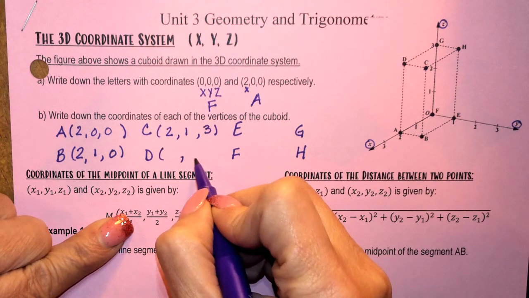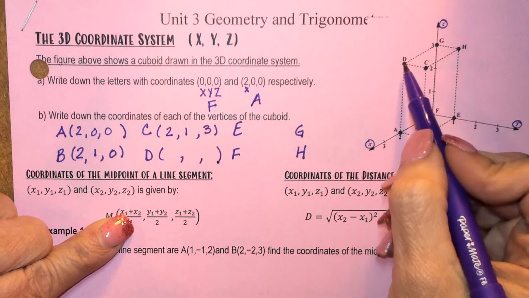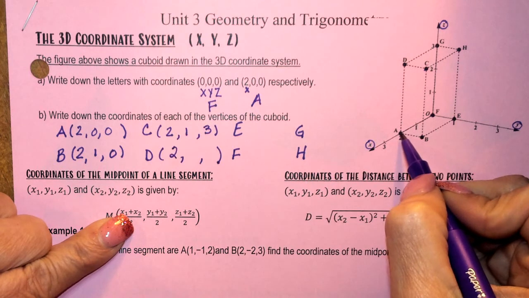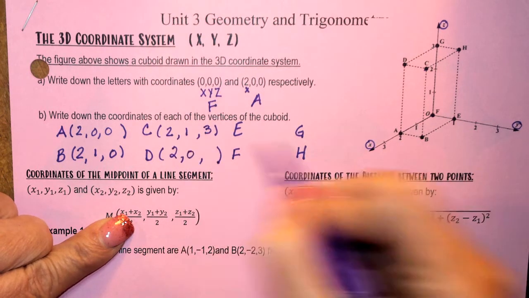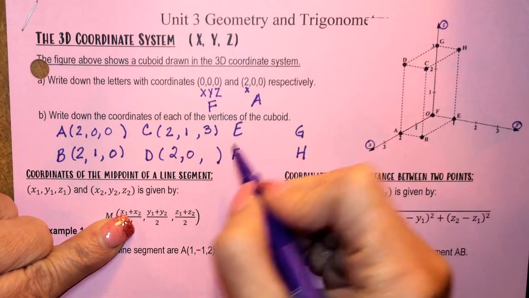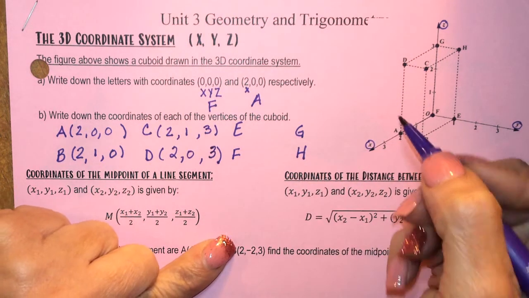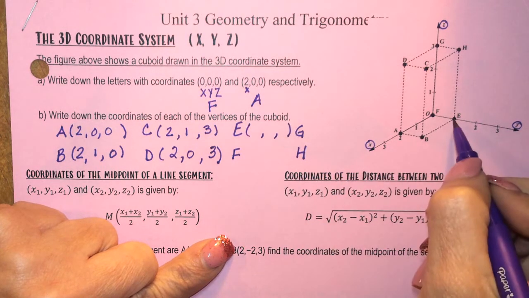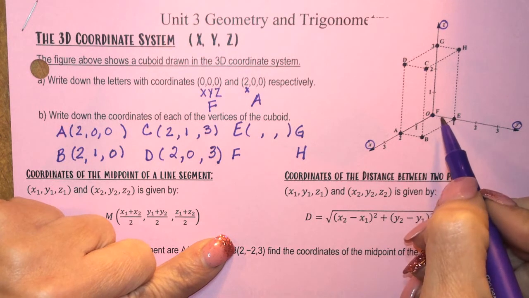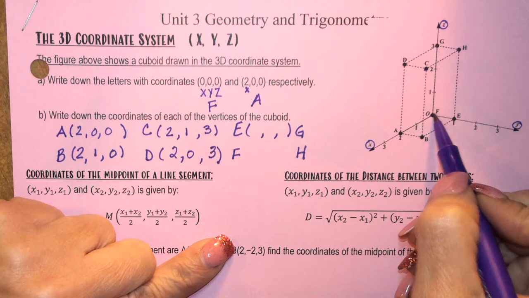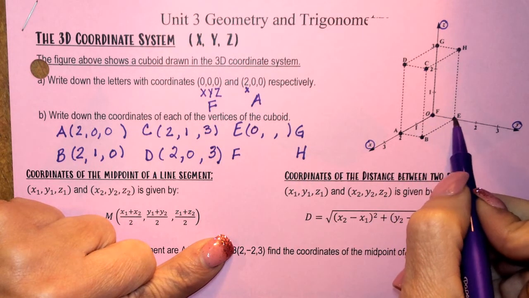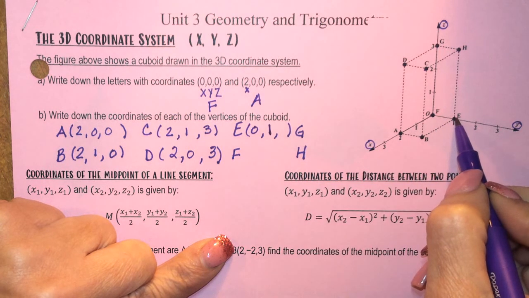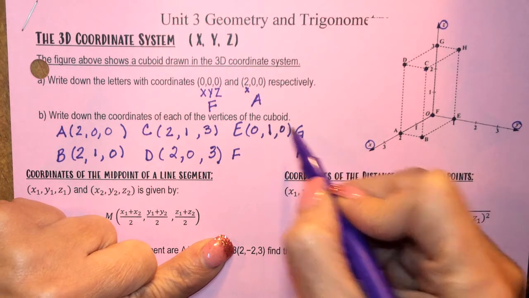All right, let's look at D. D is here. So we go out 2. We don't go on the y-axis at all. We stay right here. But then we do go straight up 3. All right, let's look at E. Oh, there's E. So on E, we don't do the x-axis at all. It's like we're right here. So we don't move on the x, but we do go out here 1 on the y, and then we don't go up any on the z, so that's going to be 0.